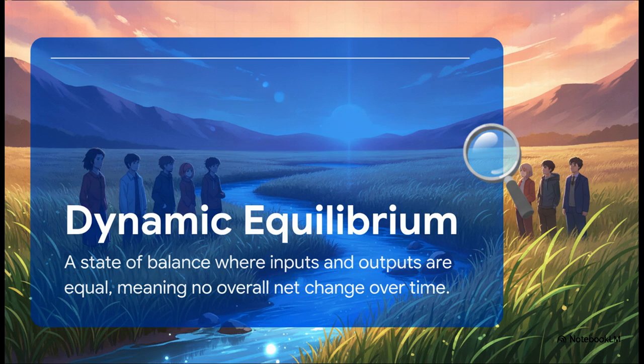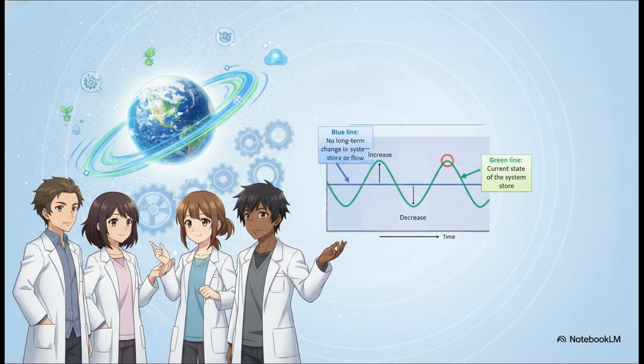Think of it kind of like gentle swaying tundra grass, bathed in a warm sunset, right? It moves back and forth with the wind, but it stays firmly rooted in place. You'll see small variations day to day, or even year to year, but overall, there's no net change. You can see this visualized really well when you look at a steady-state baseline. It represents no long-term change in the system's store or flow. The current state of the system undulates around it like a wave. It naturally increases and decreases over time, sure, but it always returns to that central axis. It's just a beautiful, self-regulating balance.